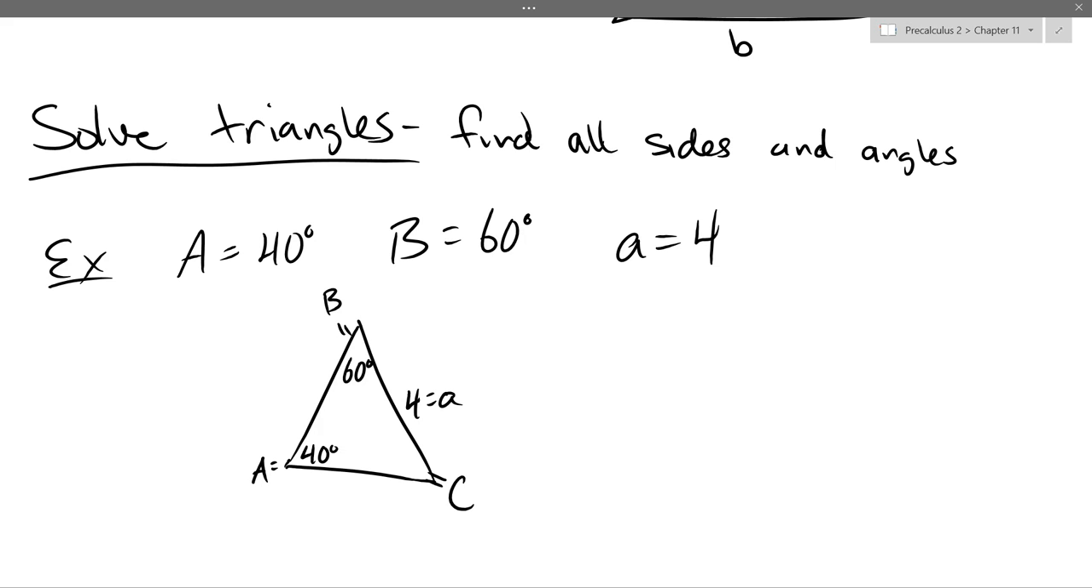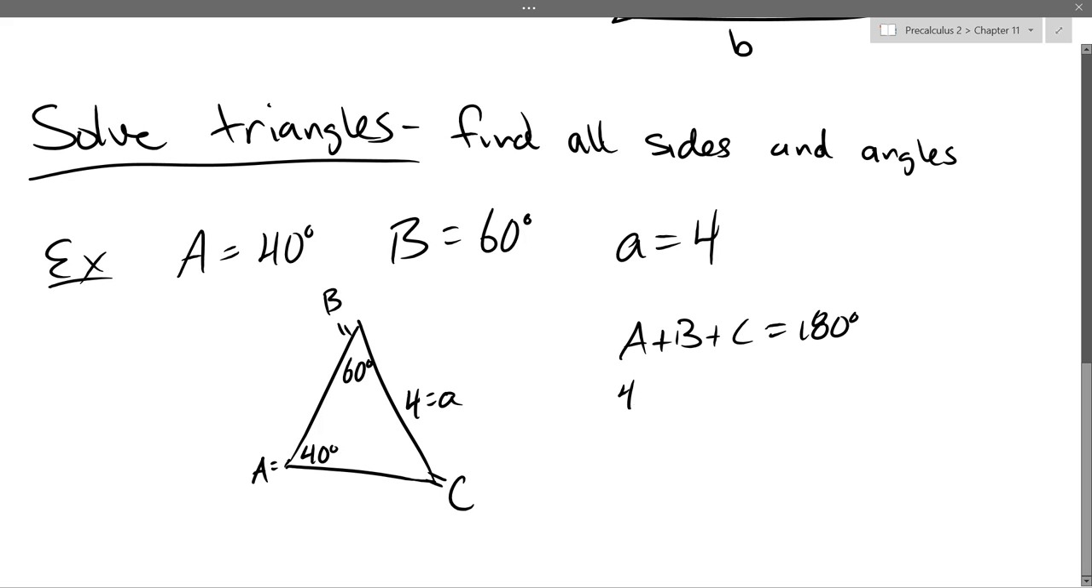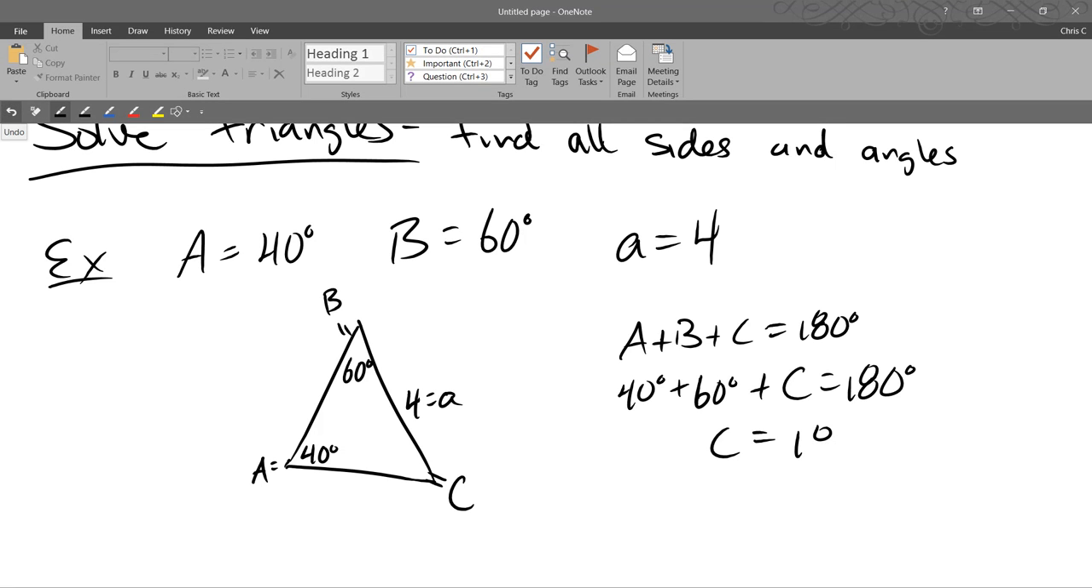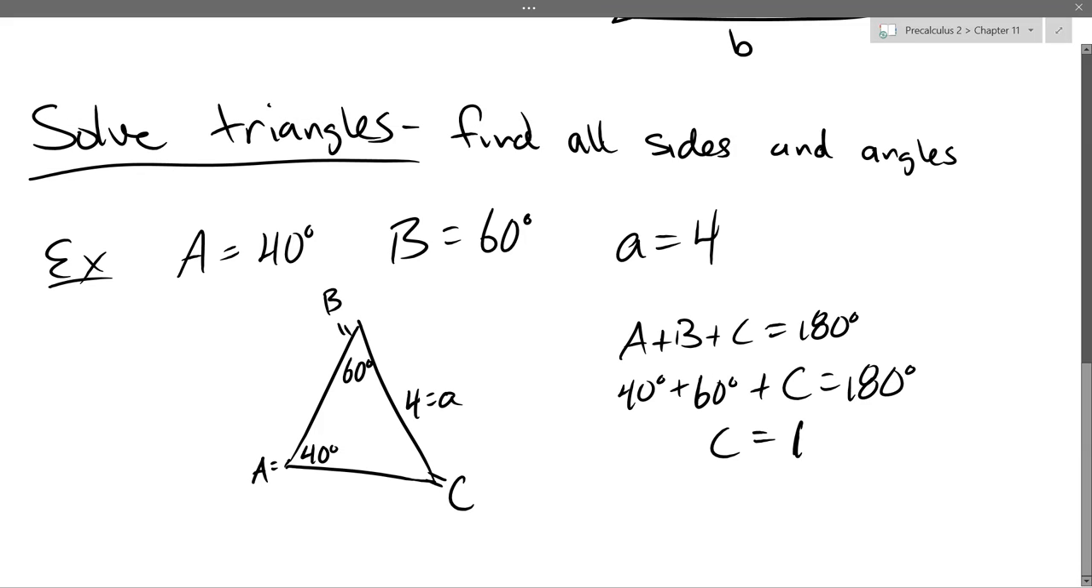Yeah, so we're going to do the angle sum. So we got three angles add to 180. So A plus B plus C equals 180 degrees. And we know A and B. So 40 plus 60 plus C equals 180. And you can tell right away C. Angle C, whoa, is 100, not 180. So is 80. Whew. Is that right? 40 plus 60 plus 80 is 180. Yeah, so angle C is 80 degrees. So any questions getting to that?